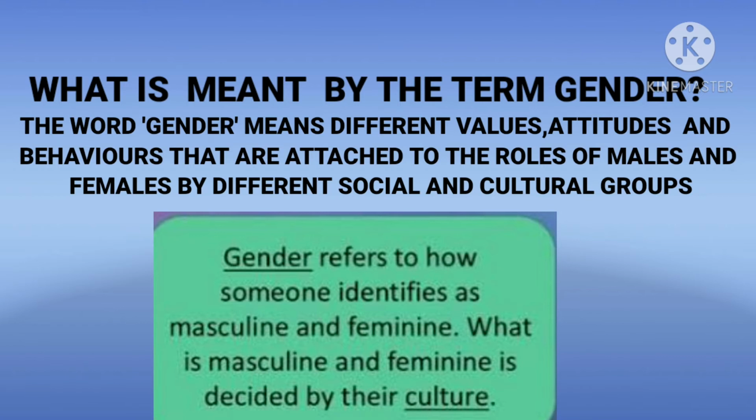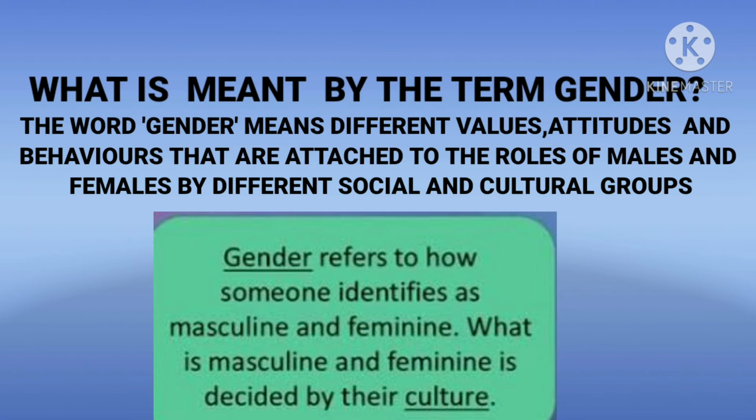Children, in every culture, in every society, males and females, women and men are valued differently. It is different in every society. So gender means the different values, attitudes and behaviors that are attached to the roles of males and females by different societies and cultural groups. For example, we can take that women are always shown cooking. Men can only fix cars or men can only fly aeroplanes.